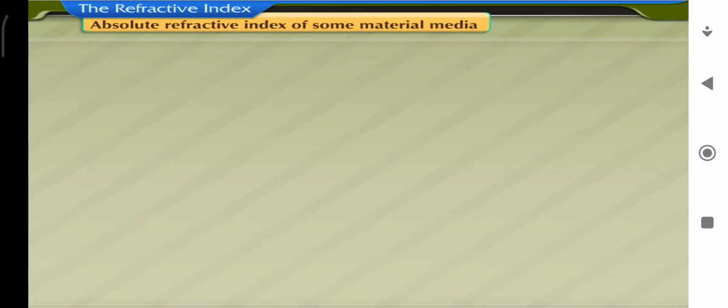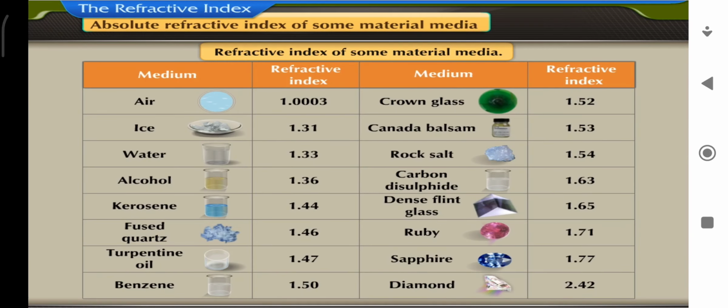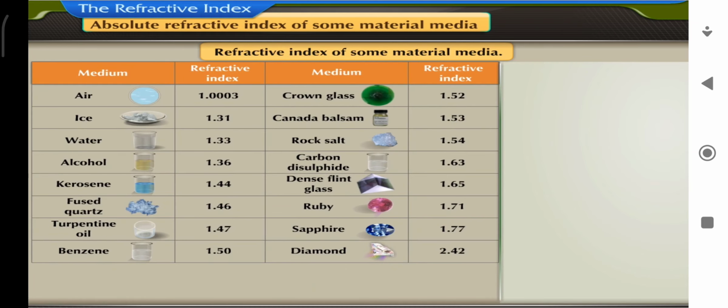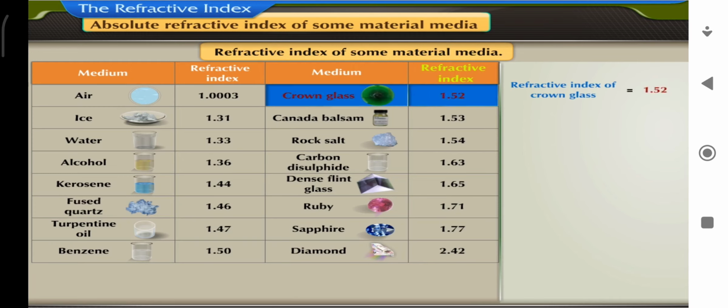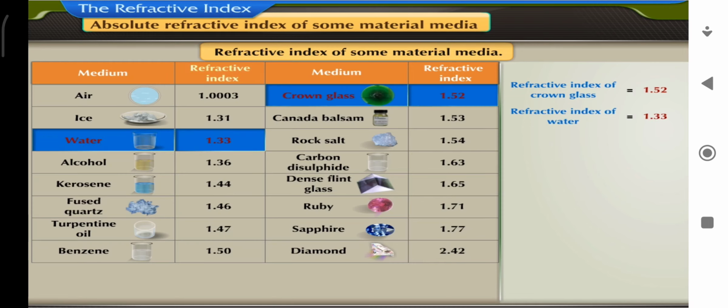Absolute refractive index of some material media. The refractive index for different media is different. The refractive indices of some material media are given in a tabular form. Which of the two, crown glass and water, is optically denser? The refractive index of crown glass is 1.52, while the refractive index of water is 1.33. Hence, crown glass is optically denser than water.